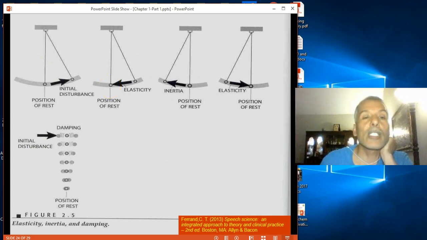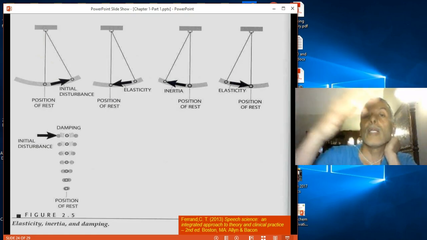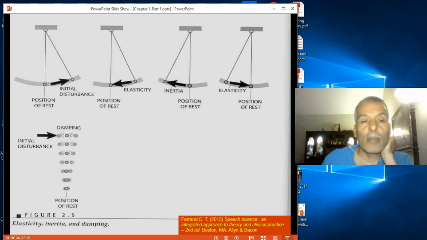There is no resistance. So inertia is going to be saying, well, if there's no resistance here and you're moving, keep moving, because something that is moving wants to move indefinitely until something else stops it. So the thing is going to swing past rest, keeps going, going, going. As you start moving away from rest, elasticity will gradually increase and increase.